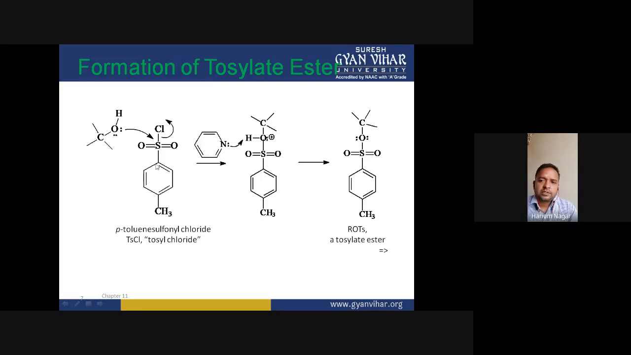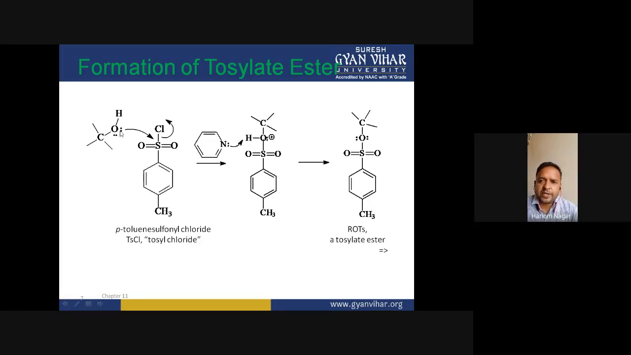Because here, this is actually toluene. If there is no SO2Cl group, this compound is called toluene. And in this toluene, the methyl group is present at the para position to the sulfonyl chloride group. That's why it is called para-toluene sulfonyl chloride. In short form, it can be written as TsCl, tosyl chloride.